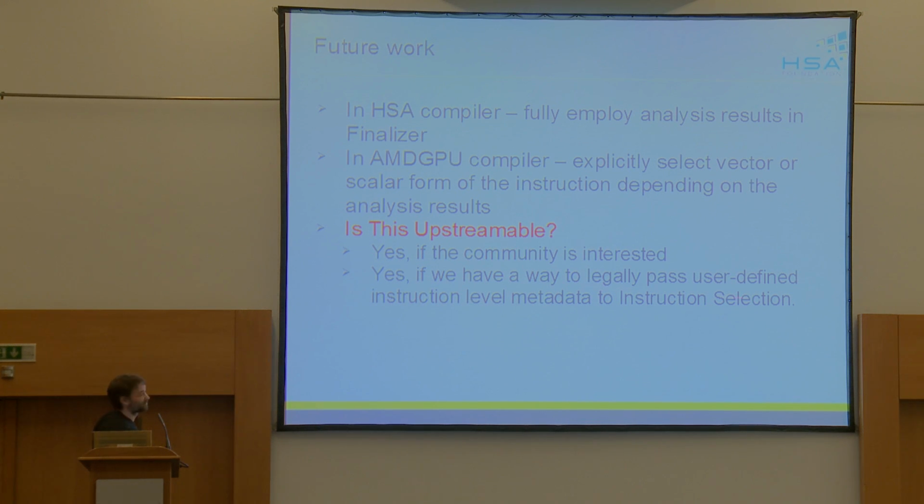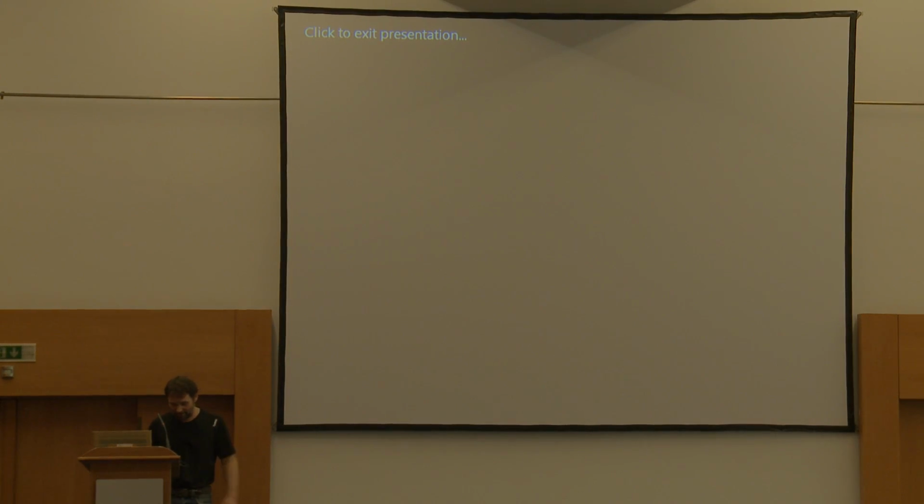Is this upstreamable? The answer is just below. If somebody of the community is interested, the analysis part is easily upstreamable. But we have to change the selection DAG builder or add some field to the SD node. Anyway, we need a link from the SD node to the IR or some additional field in the SD node to pass the values that we collect over the IR to the selection DAG. That's all. Questions, please.